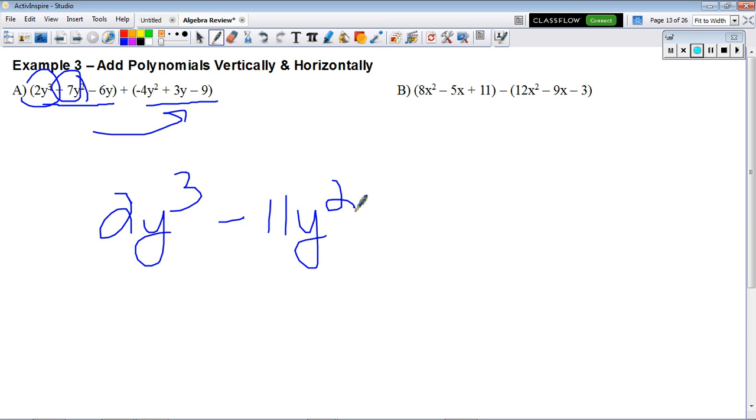Then I'm going to do the y's. So here I got negative 6y, and I'm going to add that to positive 3y, which would be negative 3y. And then this minus 9 at the end, there's nothing to combine that with, so minus 9 just stays minus 9. And that's the answer for part A.